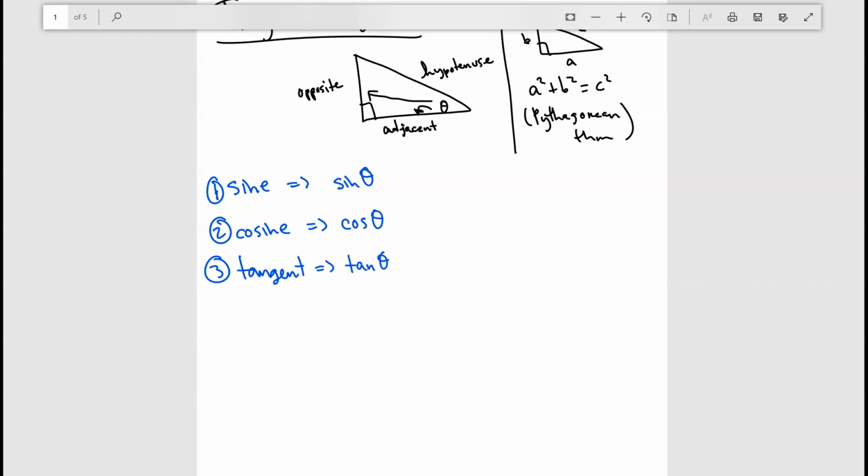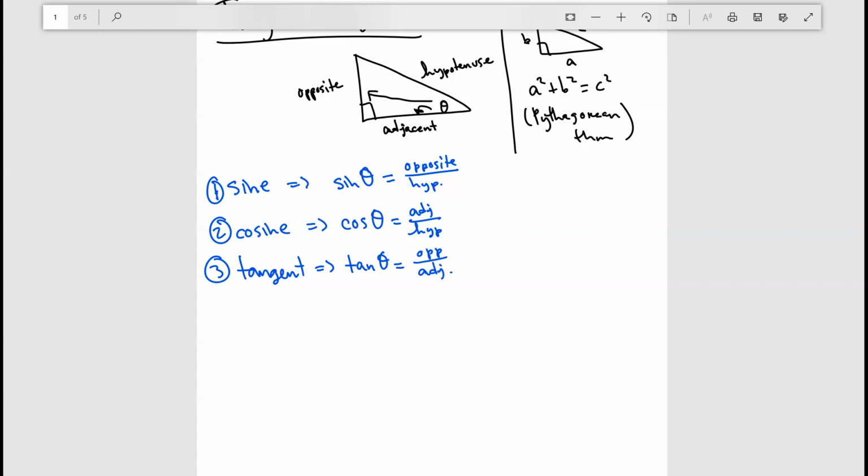All right. Now, how do I define these? The sine of the angle is going to be equal to the opposite over the hypotenuse. The cosine is going to be the adjacent over the hypotenuse. And the tangent is going to be the opposite over the adjacent.